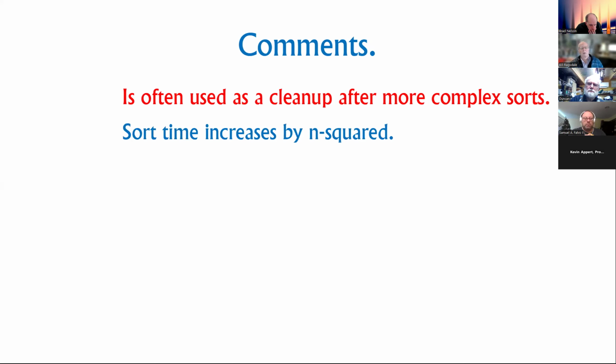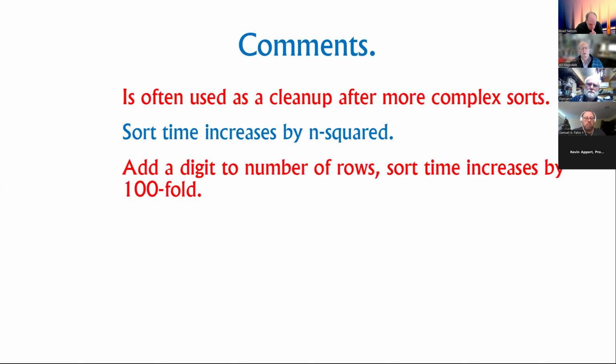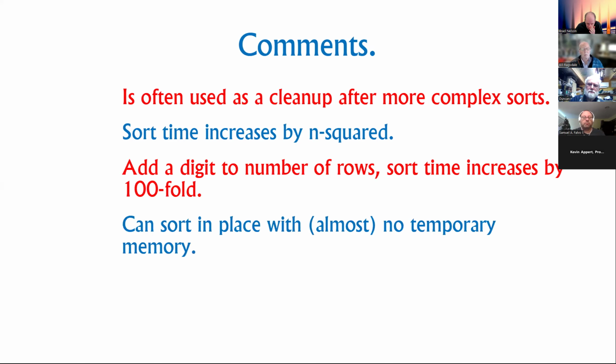As we see, the sort time increases by n squared. If you add 10 times the rows, you're going to have 100 times the sort time. Every time you add a digit to the number of rows, that is going from 10 to 100, your sort time goes up by 100-fold.